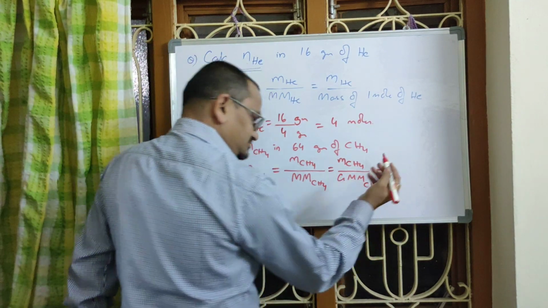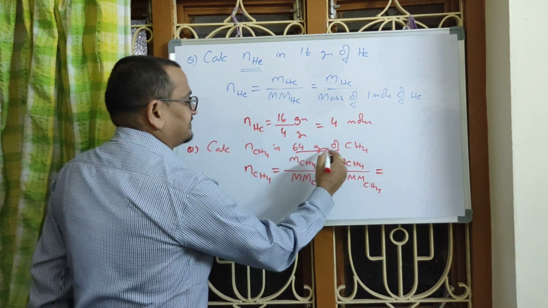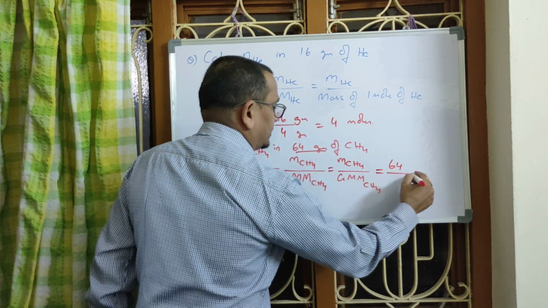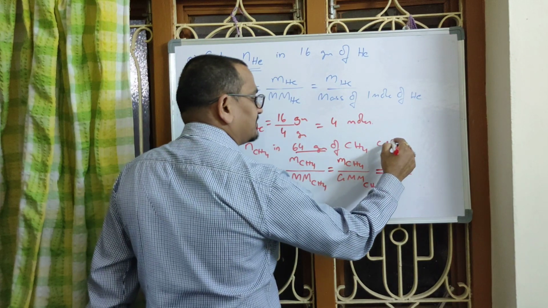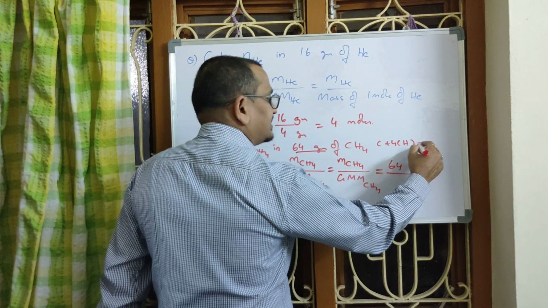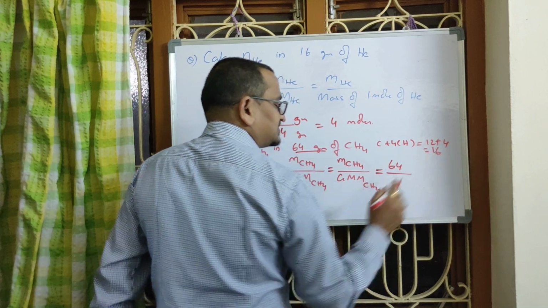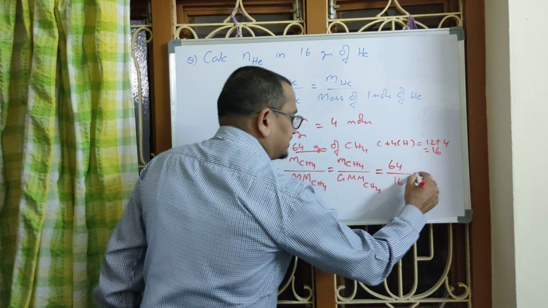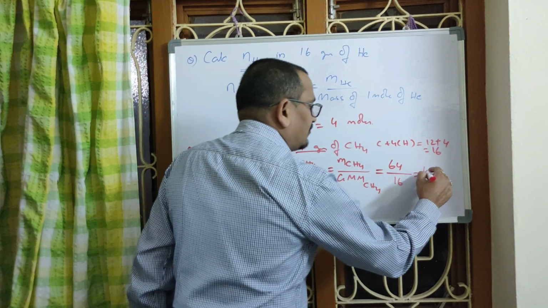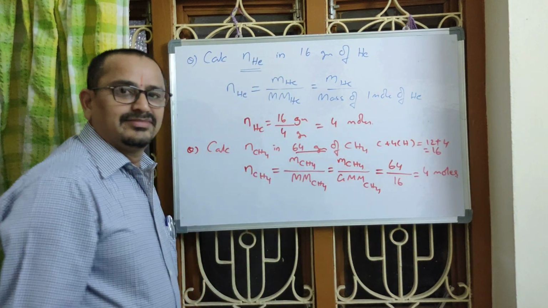Now, let us substitute the relation. What is the mass of methane given? 64 grams, over the gram molecular mass of methane. We have to calculate carbon plus 4 into the atomic mass of hydrogen. Carbon is 12, plus 4 into 1, which is 4. It is 16 grams. So 64 by 16 equals 4 moles. Understood?